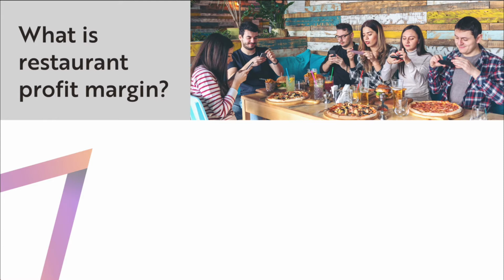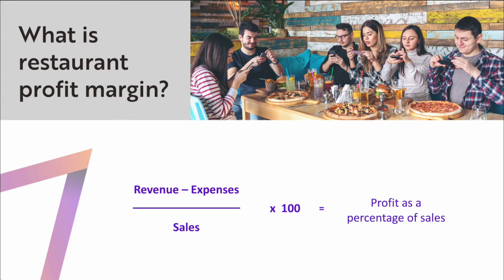This seemingly simple metric contains a fair bit of complexity underneath the hood. The formula to calculate restaurant profit margin is as follows. You take your revenue minus your expenses, divide that by sales, and multiply that by 100. This is going to give you your profit as a percentage of sales. So the formula here represents your revenue minus your expenses in a given period divided by your sales for that exact same period. To understand your profit as a percentage of sales, we have to multiply that number by 100.